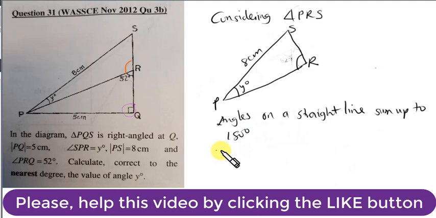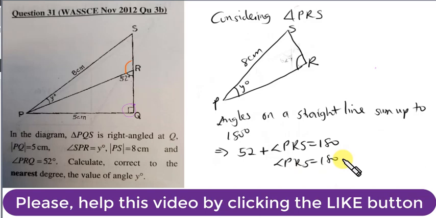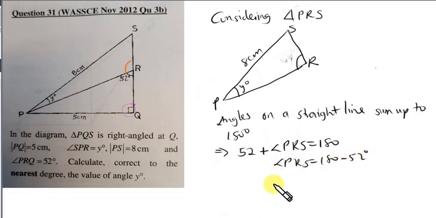So this implies that angle 52 degrees plus the angle there, which is angle PRS, should be equal to 180 degrees. Angle PRS should be 180 minus 52 degrees, so we know the angle here is 128 degrees. Now if we can find the length here, then we can go ahead with this. Of course we can, and we have to.